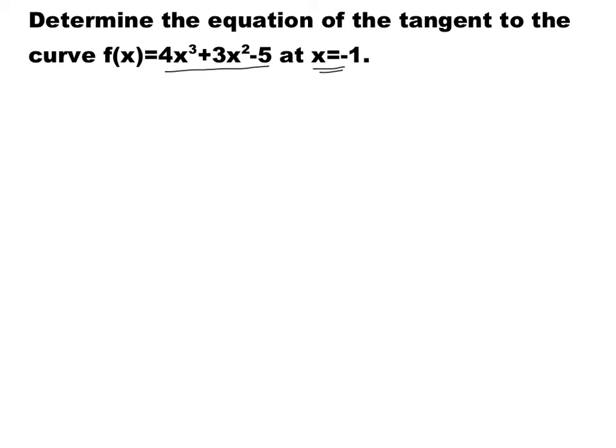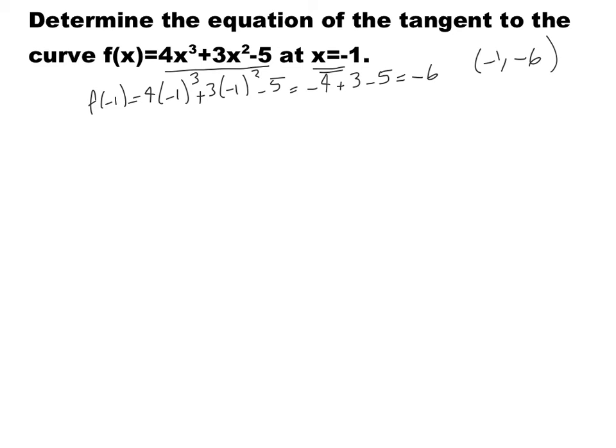So from here I get f of negative 1 is 4 times negative 1 cubed plus 3 times negative 1 squared minus 5, which is negative 1 cubed is negative 1 times 4 is negative 4. Negative 1 squared is 1 times 3 is 3 minus 5 is going to give us negative 6. So the point is going to be negative 1 and negative 6. Now to find the tangent line, I need to find the slope.